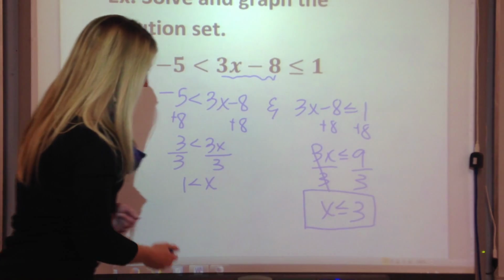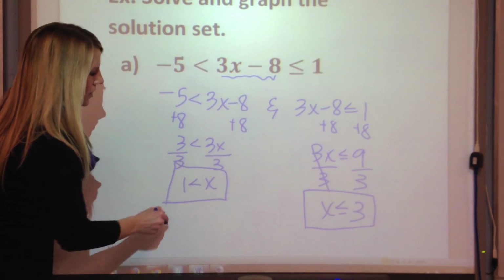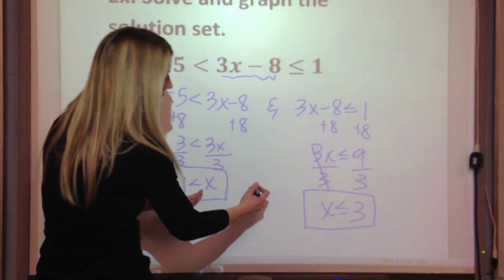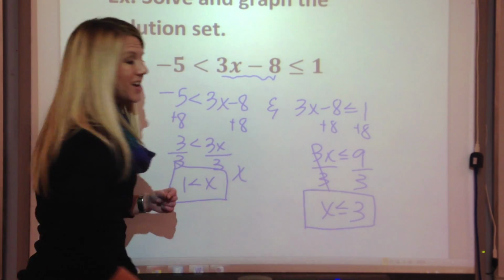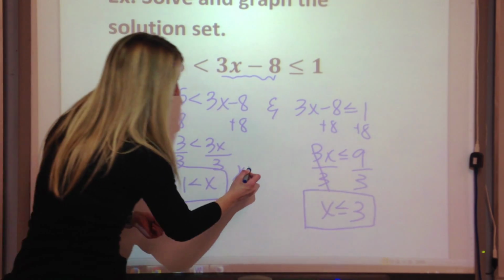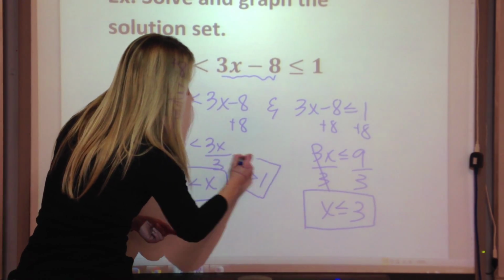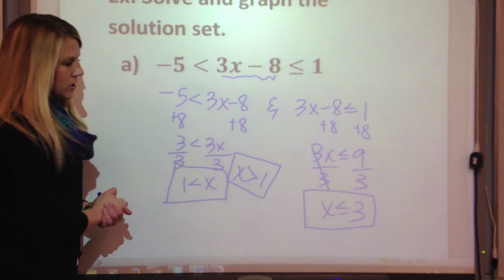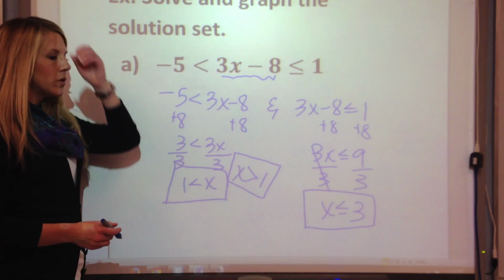So I'm going through this quickly because we've been doing this for a long time now. If I want to write this such that the variable's on the left side, I can. Just make sure you do not change what the inequality is saying. X is greater than 1. Okay? So again, make sure the inequality is facing in the correct direction. So now I want to graph this.